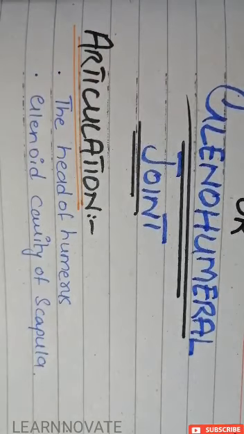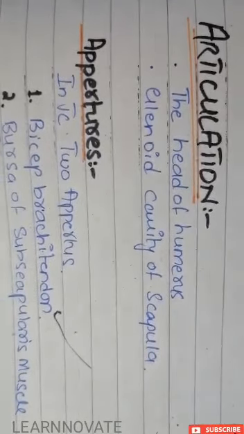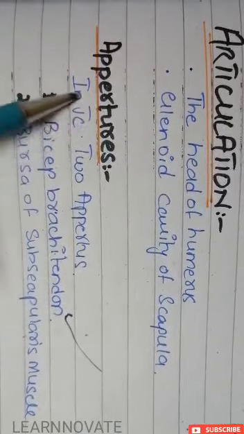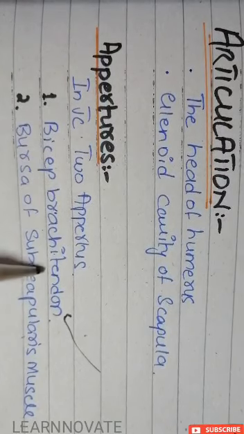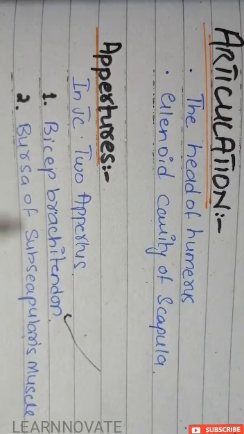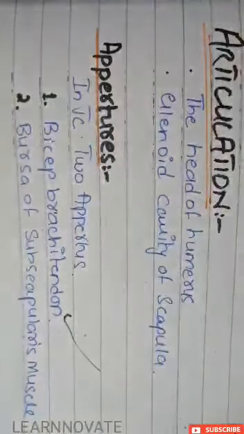We are going to discuss it with a diagram, where we can see two apertures in this articulation. The glenohumeral joint has two apertures: one passes the biceps brachii tendon, and the second aperture passes the bursa for the subscapularis muscle. We're going to see it in a diagram.